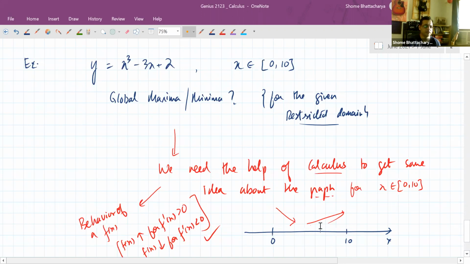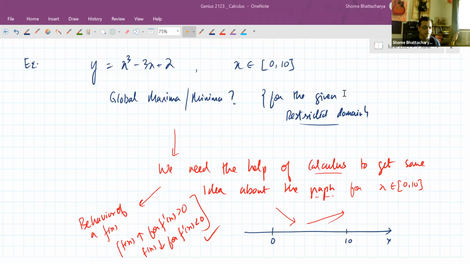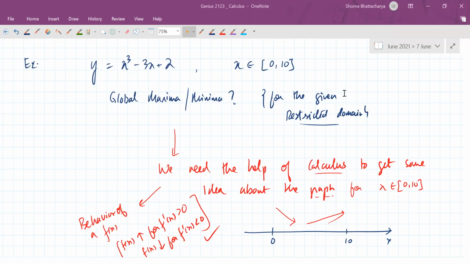That between 0 and 10, yes, people, just a minute. Yeah, Nishchay beta. Yes, sir. Here you have written f of x is increasing for f prime x greater than 0. But this is not always true, that if we go in negative cases, then the graph will increase, right?